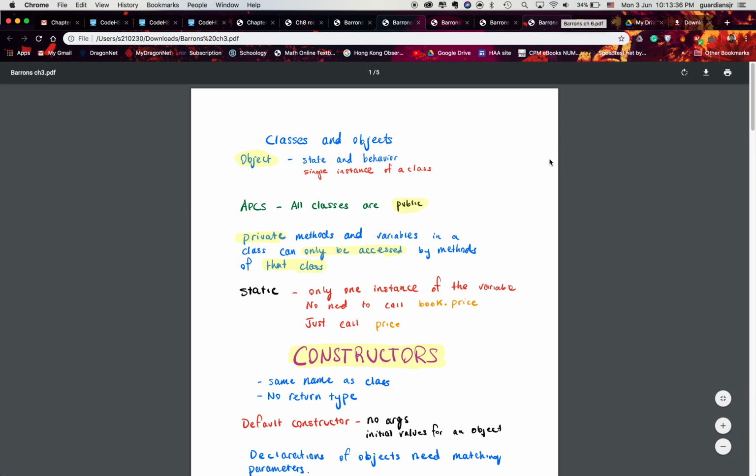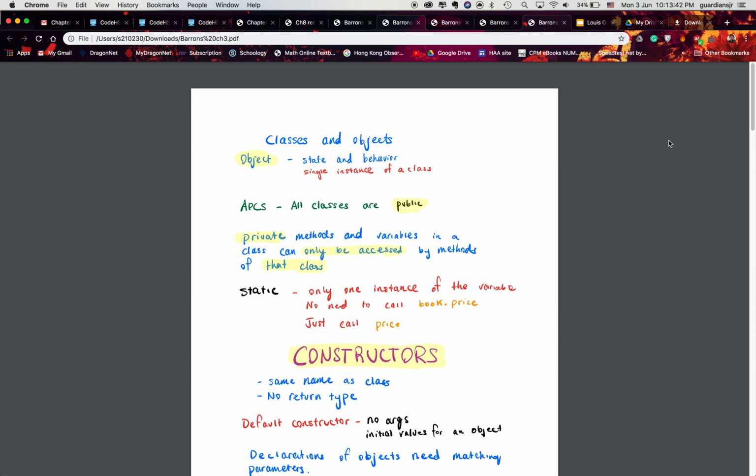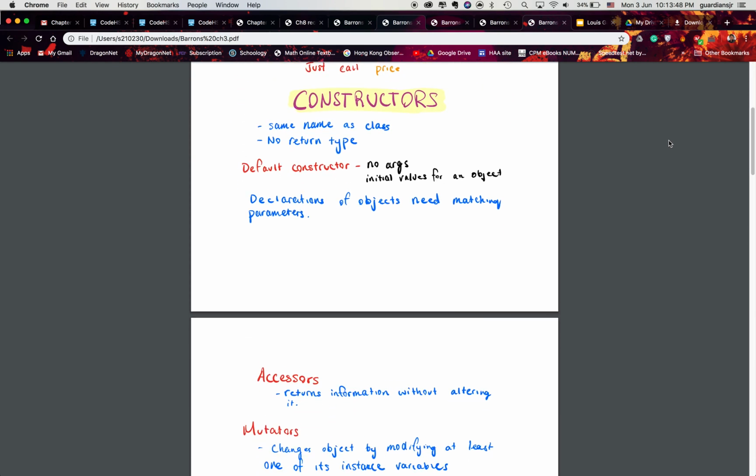I'll be going over the different ways I studied for the APCS test. So the first thing I did was to go through the Barron's AP Computer Science A textbook. And then I also took notes on my iPad about each different section.